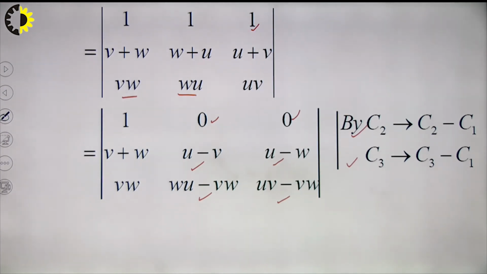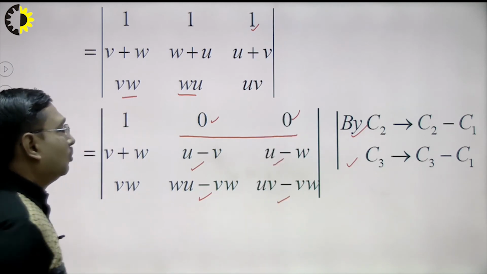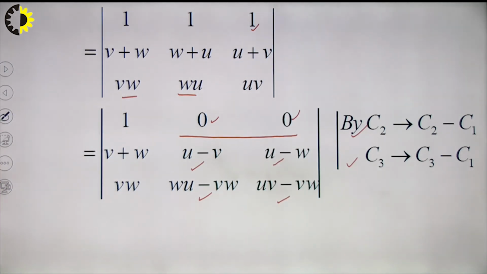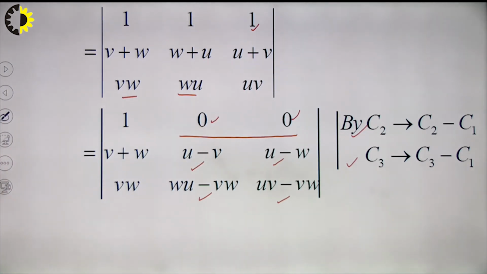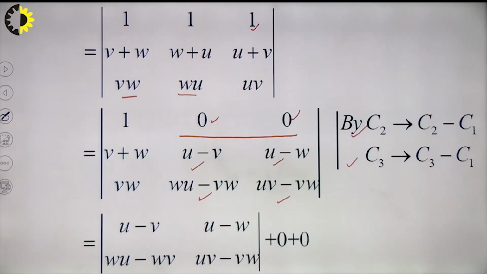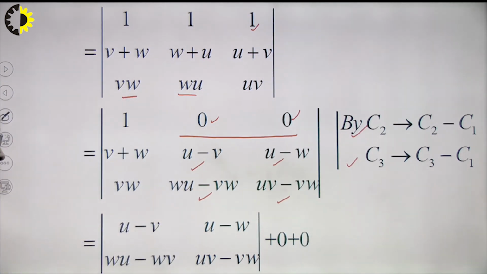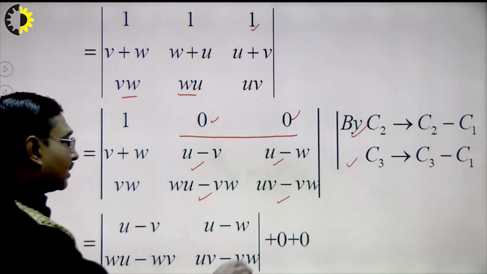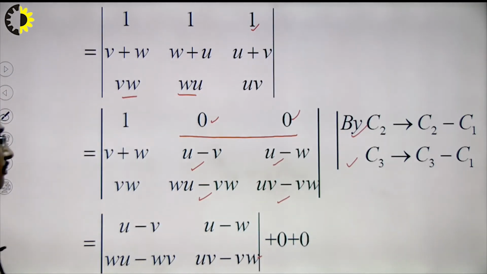Now, this is again a determinant having first row as two zeros. In the first row there are two zeros. So, if we expand it along the first row, it will be transformed into a 2 by 2 determinant. So, expanding along the first row, it will become u minus v, wu minus wv, u minus w, uv minus vw, plus remaining elements as 0.